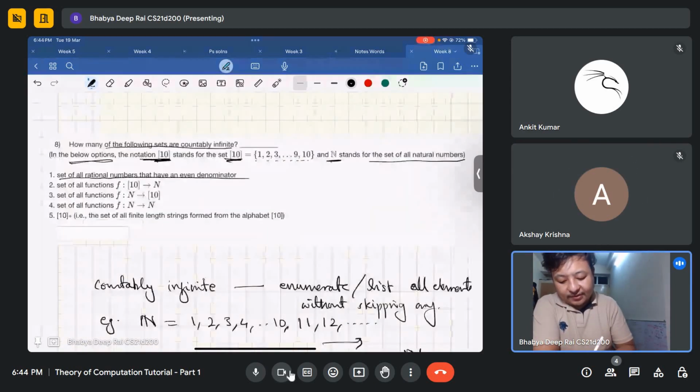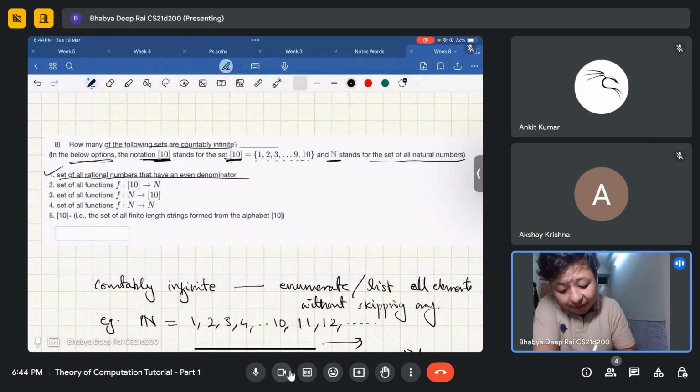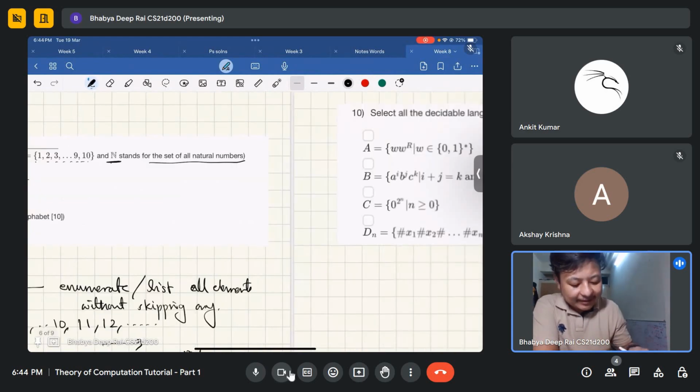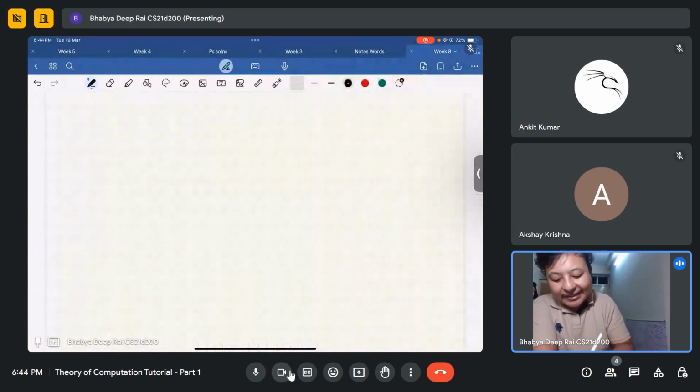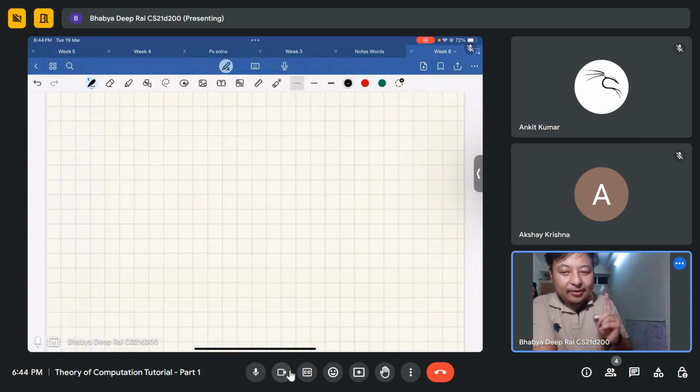So the first one says: set of rational numbers that have an even denominator. First of all, how many of the following sets are countably infinite? Out of these, how many? Set of all rational numbers that have an even denominator. This I'll leave as an exercise, because this is a very standard thing. I'll just tell you right away.